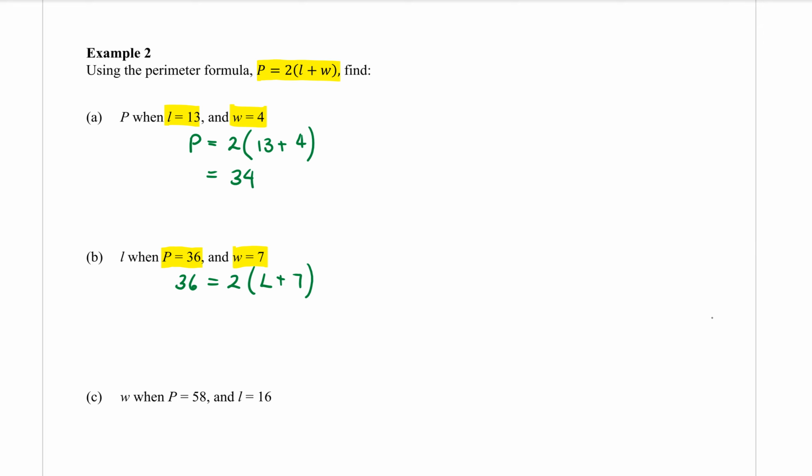So leave the 36 for a minute. 2 times L is 2L, plus 2 times 7 is 14.